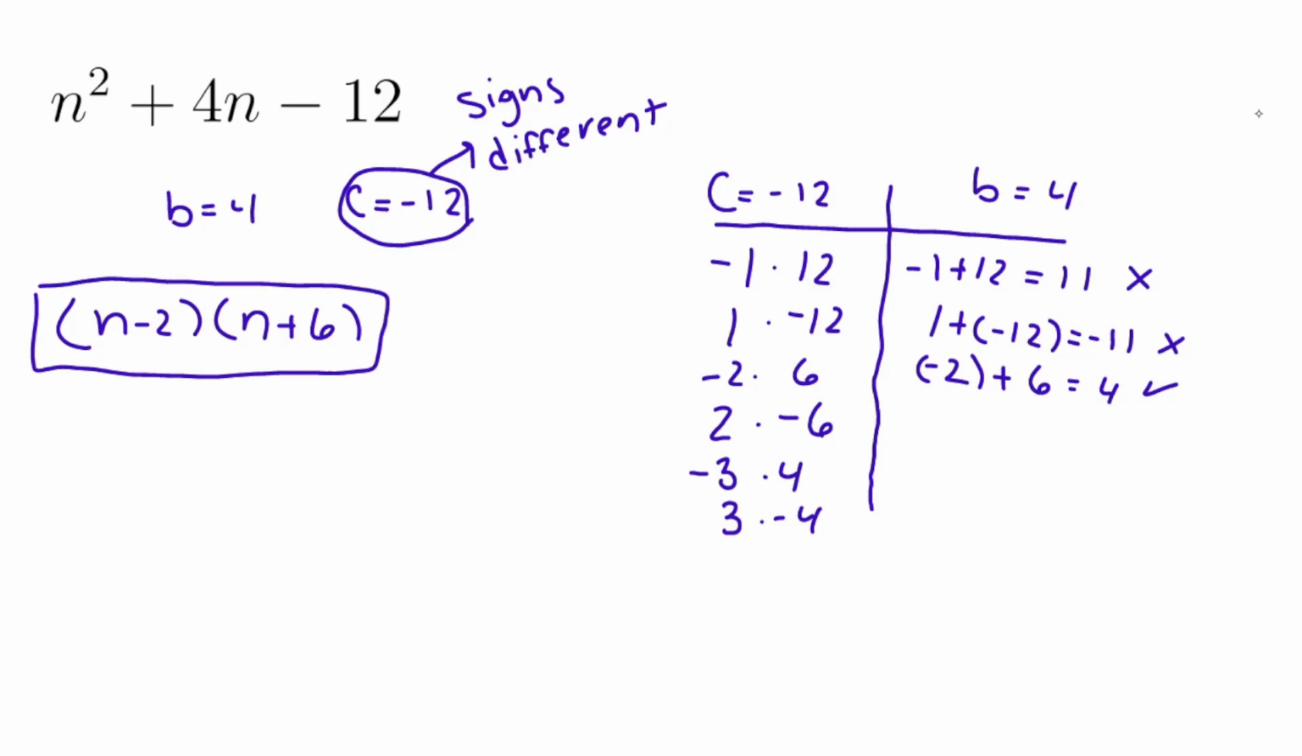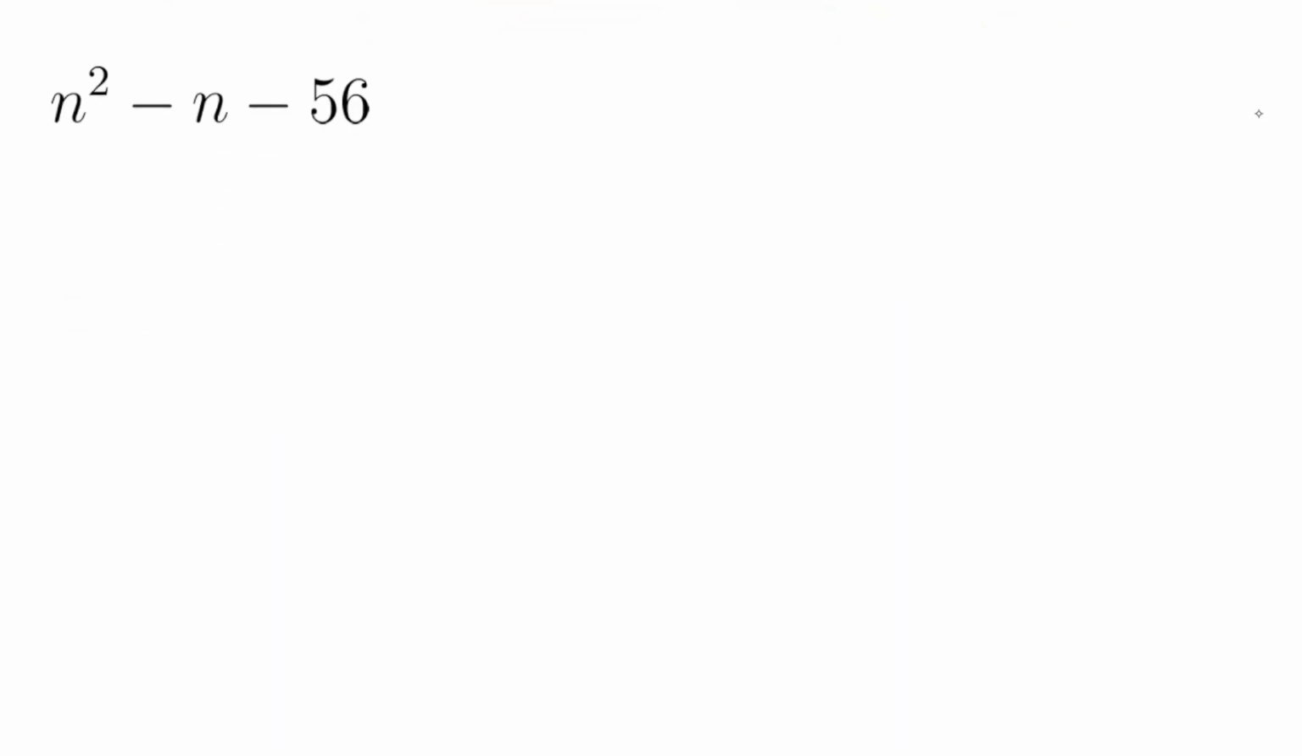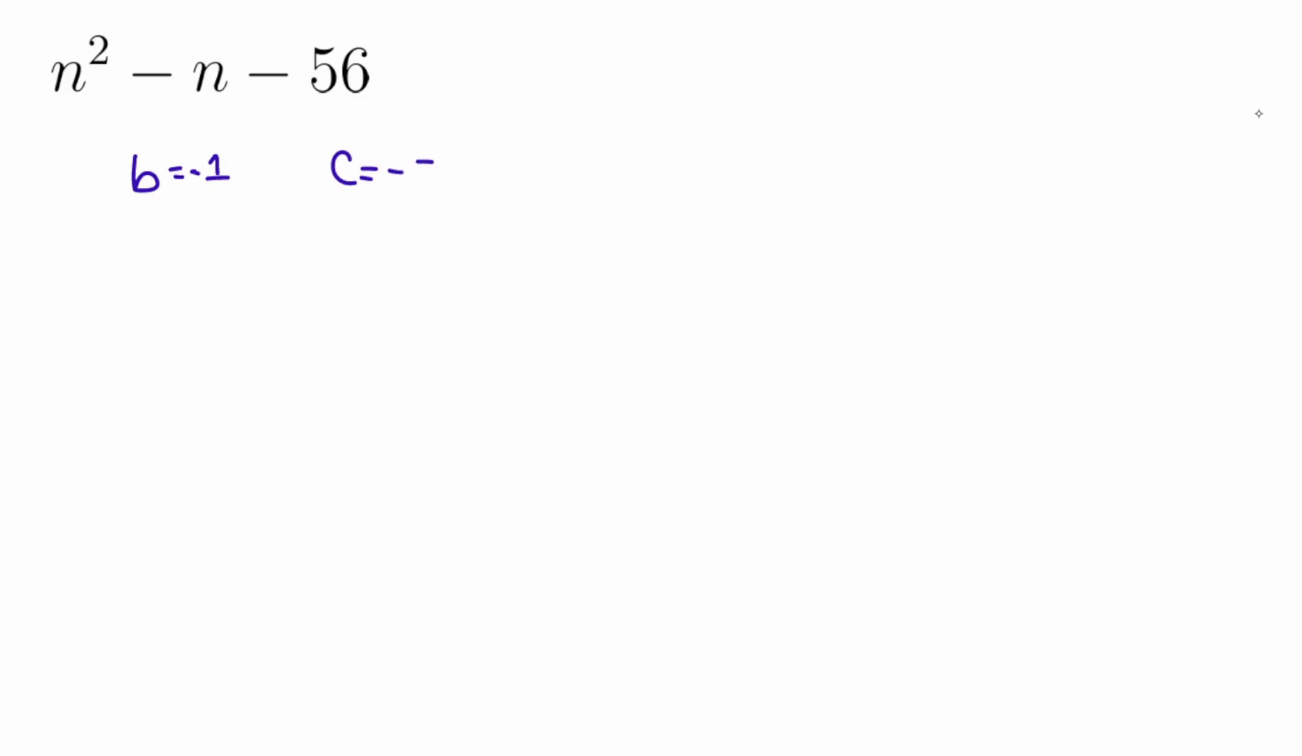Let's look at one more example. Our last one is n squared minus n minus 56. So b in this problem is -1. Now remember, if there's no number in front of your n value, it's just a negative sign, we treat that like a -1. And c here is going to be -56. Just like that. And now let's set up our table.